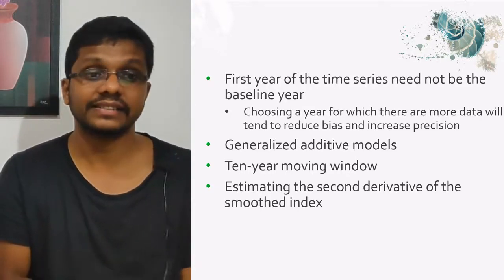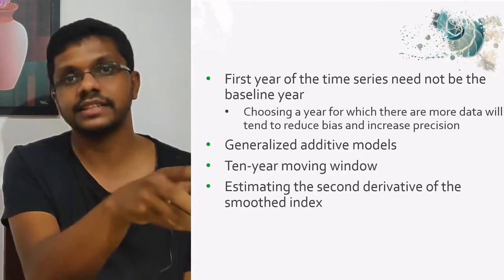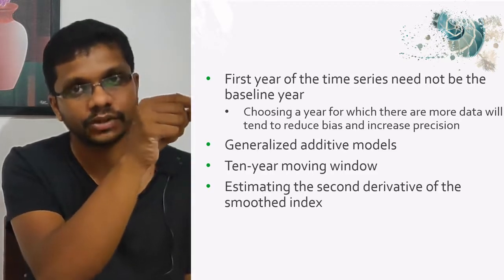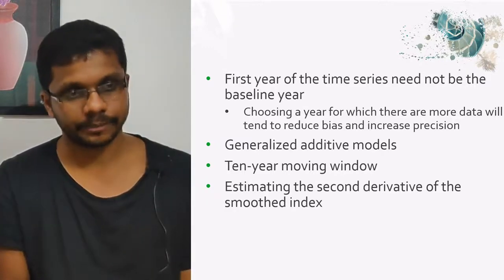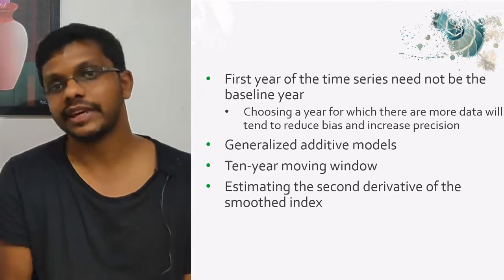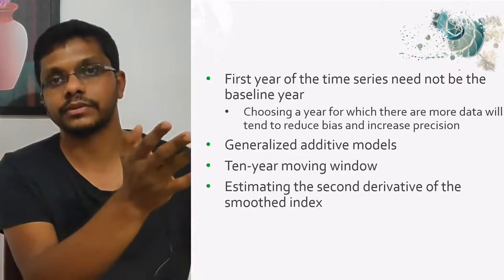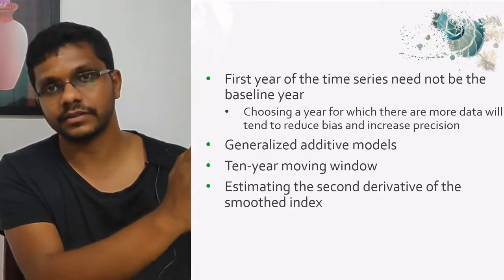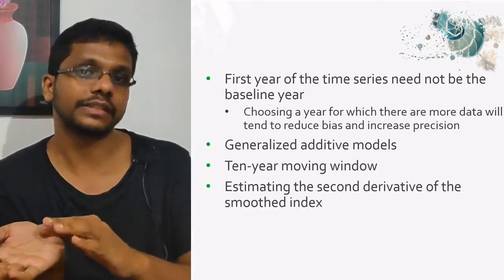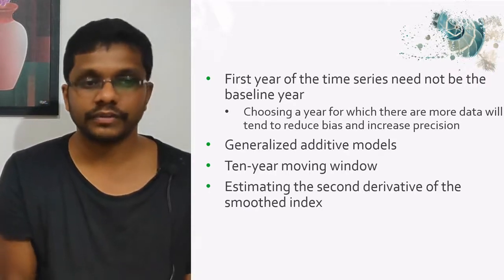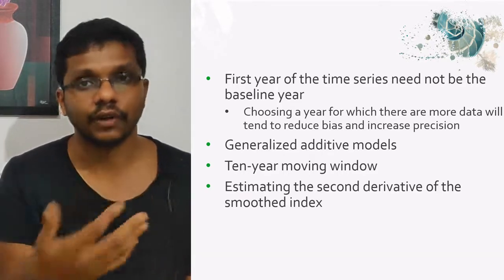Or there is a generalized additive model. In this, we add a few years together in the initial period and average the baseline. So instead of depending on a single year, we take a few years combined to get the baseline data. Or there is a 10-year moving window. We are always comparing the biodiversity change to the data of 10 years before: how is our population performing now compared to the population size 10 years ago? So that's another option. Or we can estimate the second derivative of the smoothed index. By using these ways, we can avoid errors in the baseline.